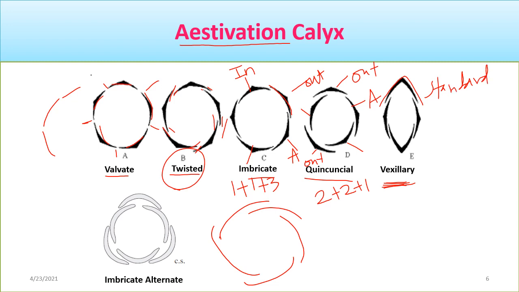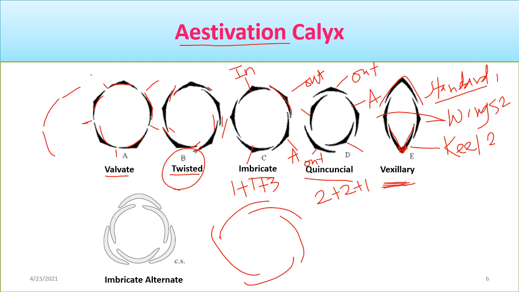This is called a standard, the bigger one. These two are called wings, and this one, which is fused at the base and forming a boat-shaped structure, is called a keel. If you count the number, standard is 1 in number, wings are 2, and keels are also 2 in number.